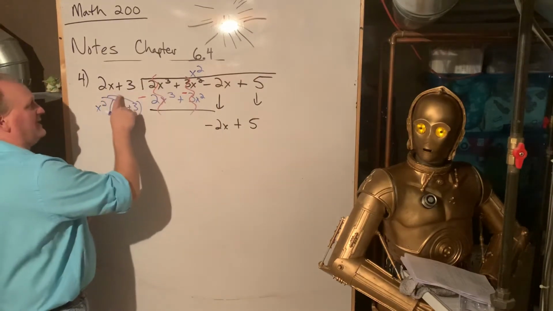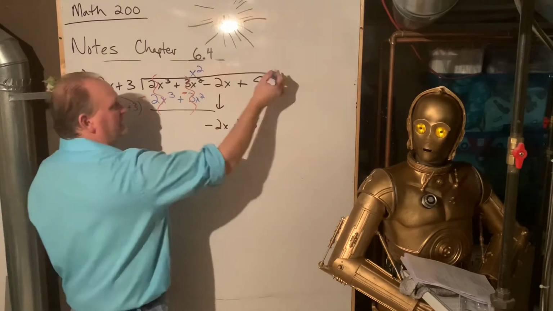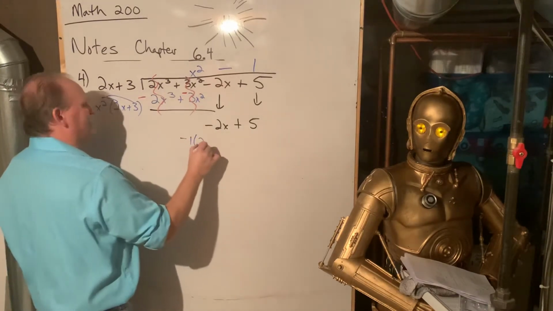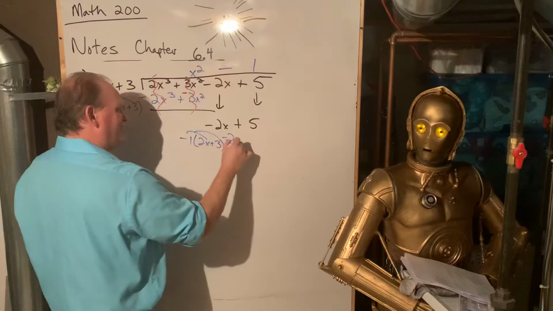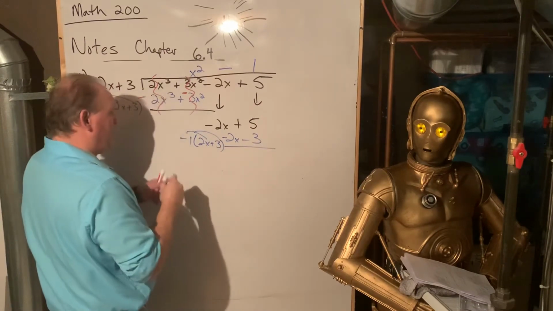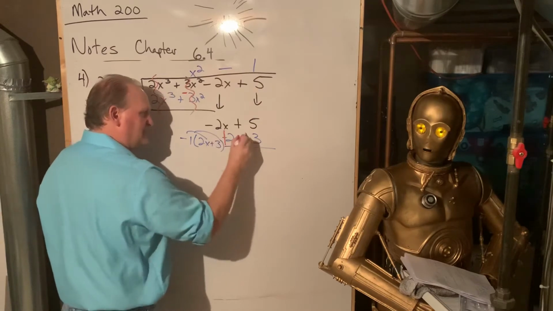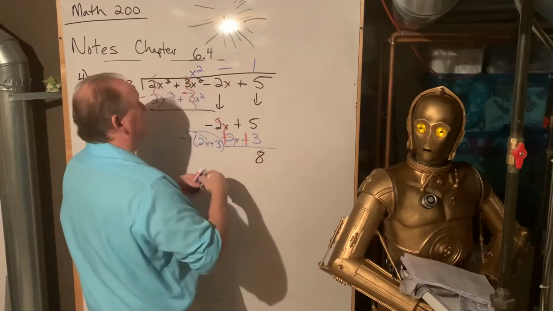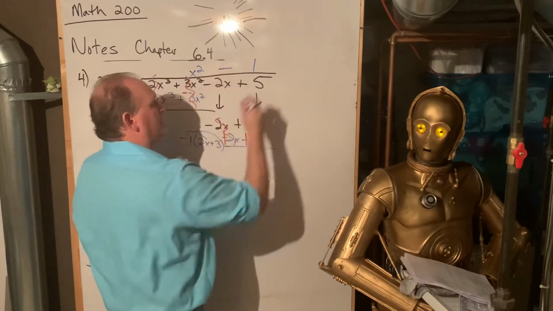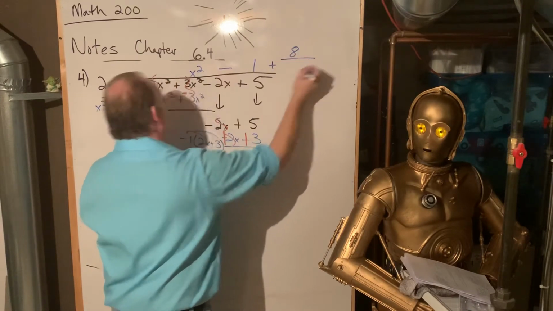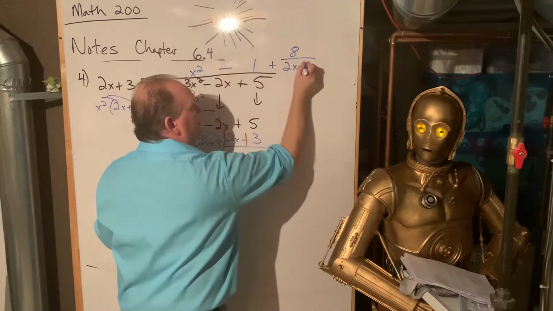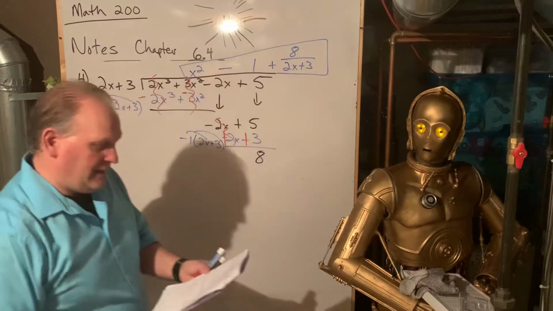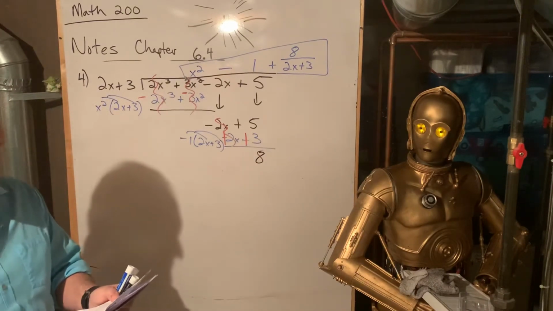So what do I multiply 2x by to make it be negative 2x? That would be negative 1. Negative 1, and then negative 1 times 2x plus 3, negative 2x minus 3, and we're going to remember to change both signs. So that's a plus, that goes away. We end up with 8, and that is going to end up in our answer then. So x squared minus 1 plus 8, the remainder over the divisor, 2x plus 3. And that is our quotient for that one. All right. And then it says, number six, there are two methods for dividing polynomials.